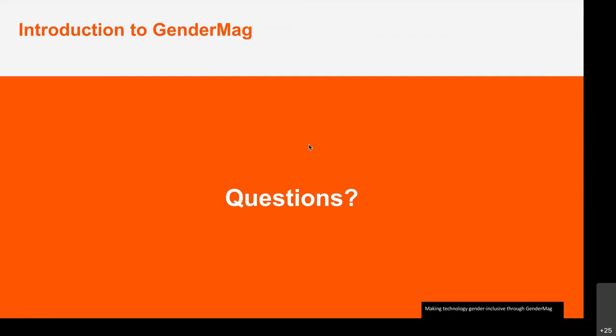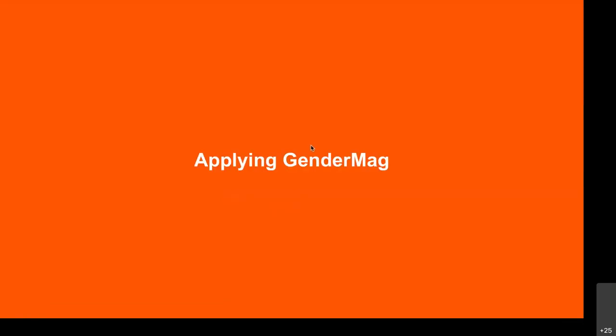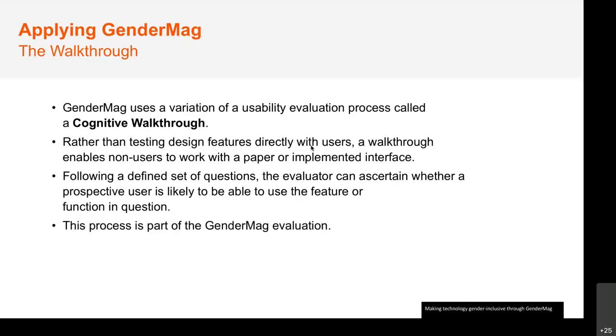But I'll just go on and show you how to apply GenderMag. So we have gone through the 5 facets. We now know what the personas are. So, how to actually use the personas in the evaluation. The way that GenderMag does it is that we use something called a GenderMag walkthrough, but it is actually built on top of something that you might have come across before if you're from a usability or UX background, which is called a cognitive walkthrough.